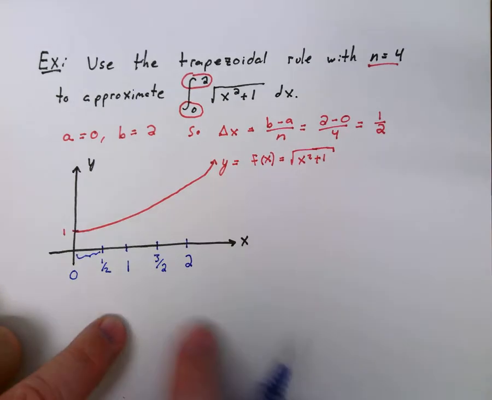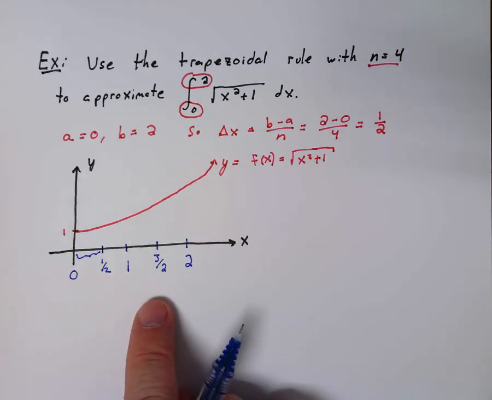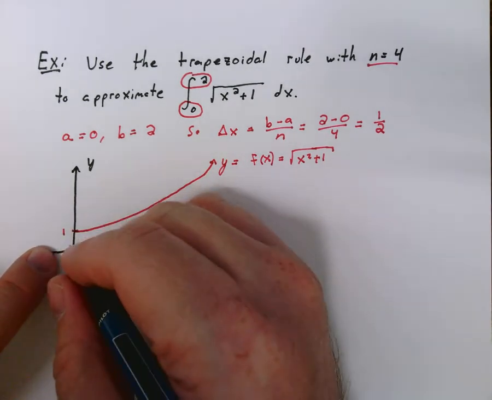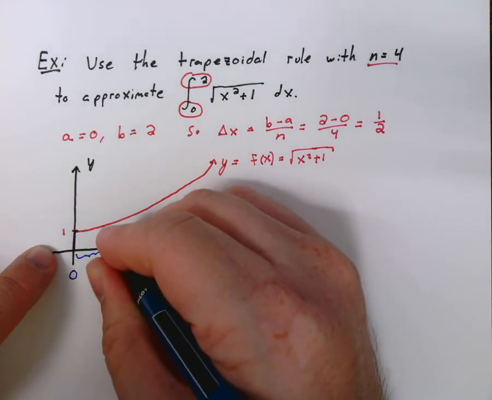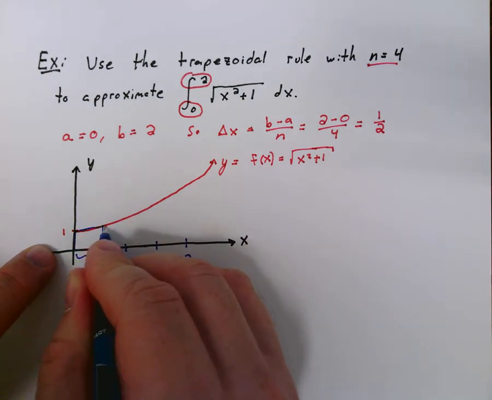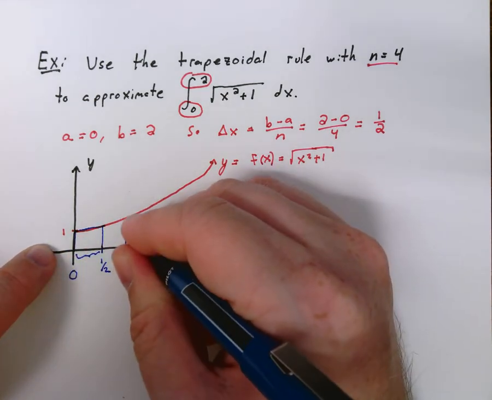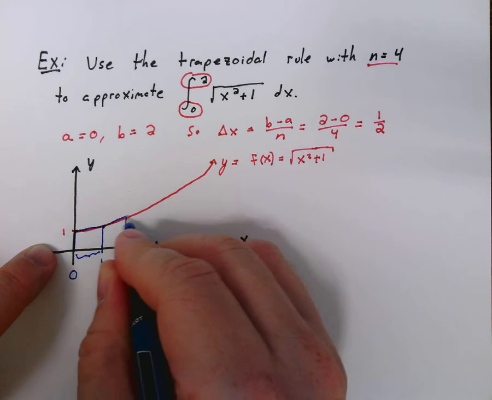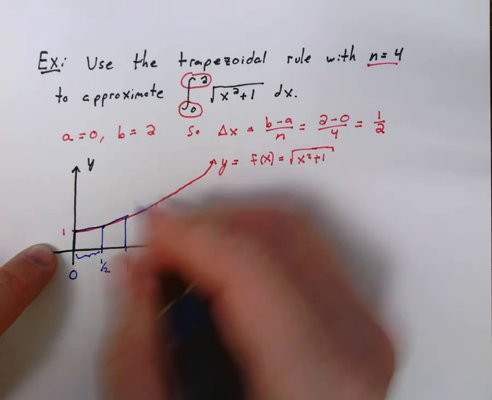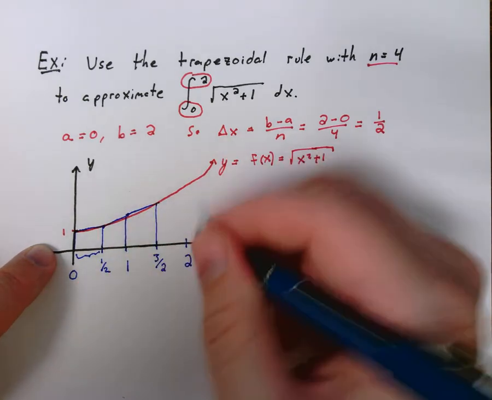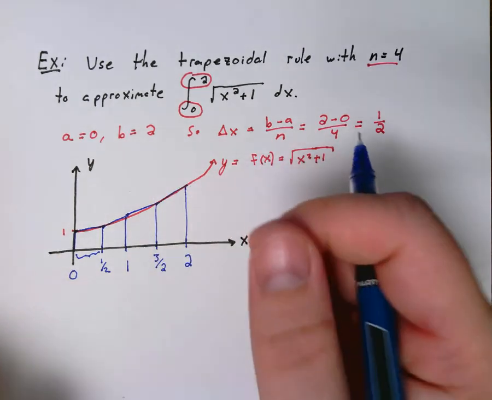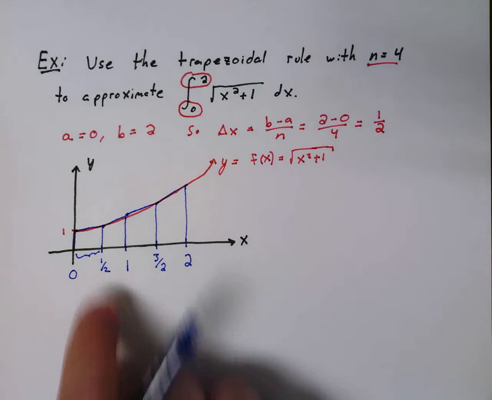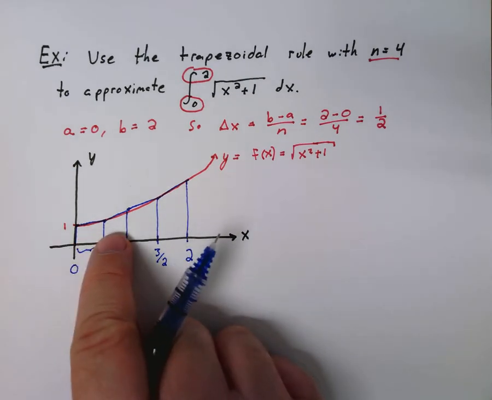Now remember, we should have 4 trapezoids if we did this correctly. So let's draw out the trapezoids. The first one should go up like this. Second one, and then we connect the line. The next one's going to go up, connect the line. The next one's going to go up, and you connect the line. And the last one's going to go up, and you connect the line. Okay, so we should have 4 trapezoids. 1, 2, 3, 4.